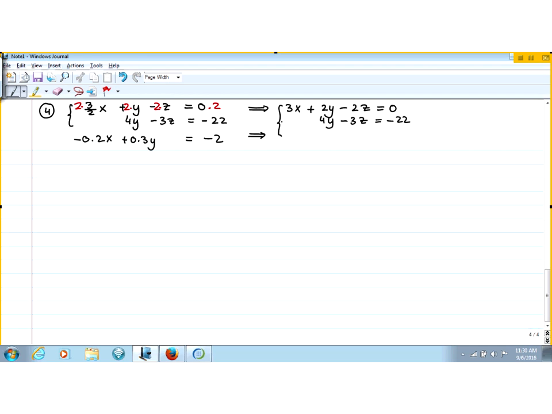How about the last one? Yes, which is, what do we get? Negative 2x, yes, plus 3y is equal to negative 20, right? Not 2. So we have to multiply by 10 each one of them. Oh, 0 times 2 is 0. Yeah, that's right. You're correct. So 0 times 2 is 0. Yeah, good.